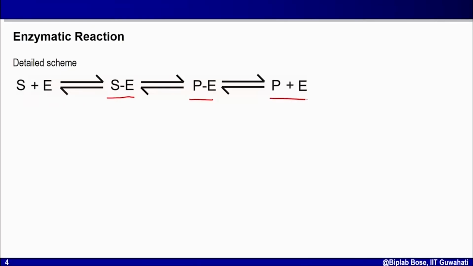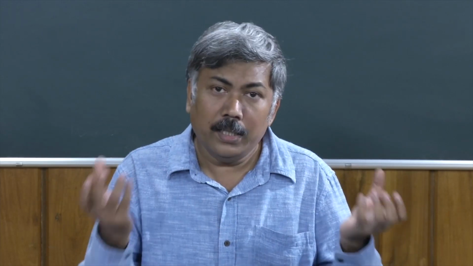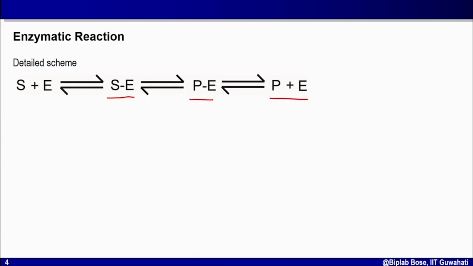Now remember, all these steps we have considered at the beginning as reversible, because S and E binding is nothing but a binding process, so it is obviously reversible. Now SE gets converted to PE, that also is usually considered reversible, and now PE dislodges and breaks down, giving rise to free E and free P. That's also a reversible process.